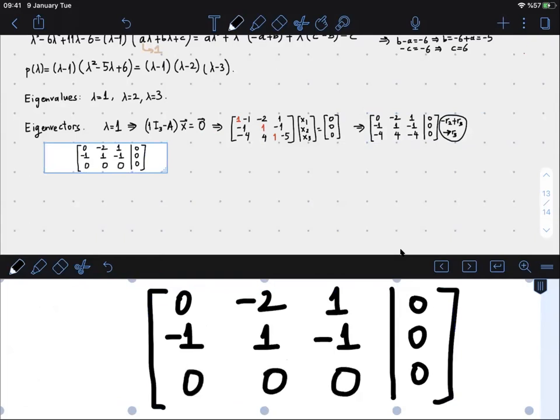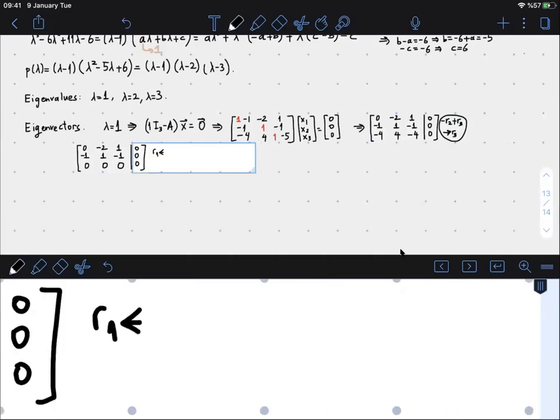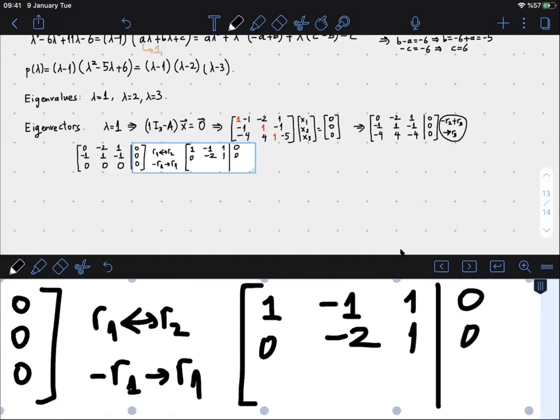And then what can I do? I can do a little bit more work, but at the end, what I will get is, okay, so I can swap the first 2 rows, row 1 and row 2. If I do that, and later multiply the first row by minus 1, what do I get? The first row becomes 1, minus 1 and 1, and then 0, and the second row becomes 0 and minus 2 and 1, 0, and there will be zeros here.